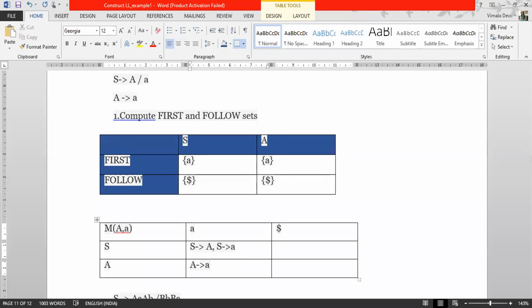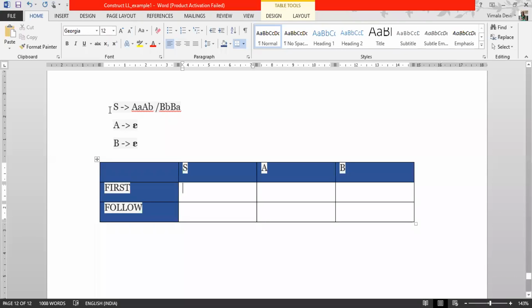Since the cell S comma A contains more than one rule, this grammar is not an LL1 grammar. This grammar is not suitable for the construction of an LL1 parser. So I have given a very simple example to understand it. I hope you all have understood it.